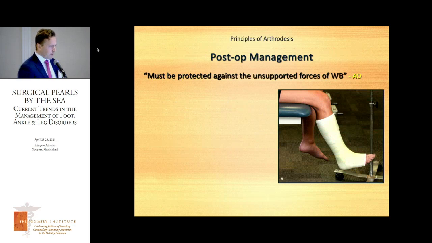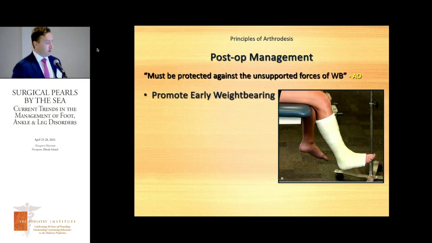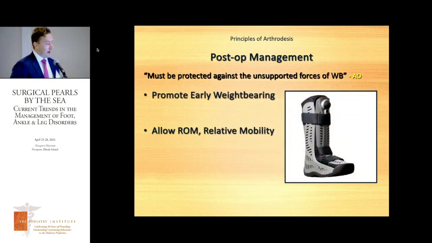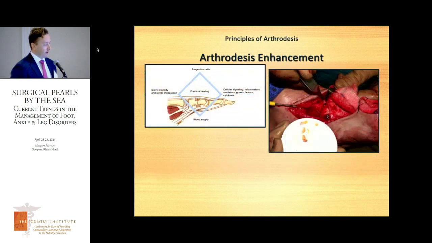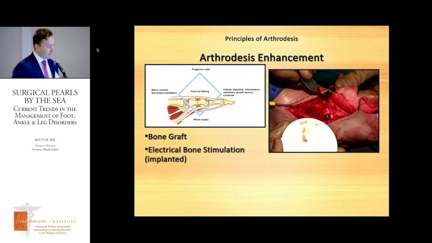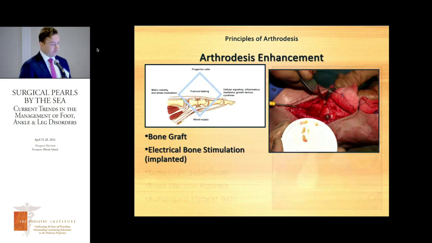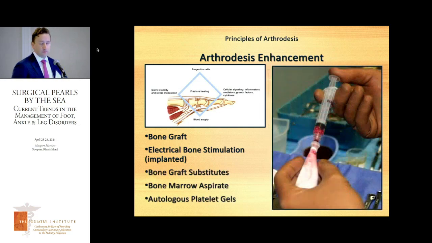Post-operative management must protect against unsupported forces in weight bearing. So you want to promote early weight bearing and allow relative mobility. However, if weight bearing is too early, you're going to put too much strain on your arthrodesis site. There are other things you can use to help enhance your arthrodesis site, whether it's bone graft, electrical bone stimulation, bone graft substitutes, or aspirate. There are a lot of different biologics now that can also be used in conjunction with fixation.